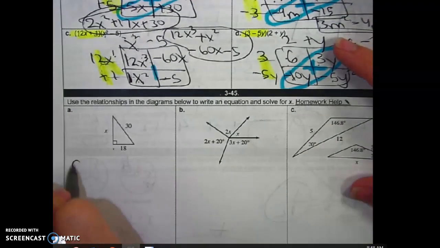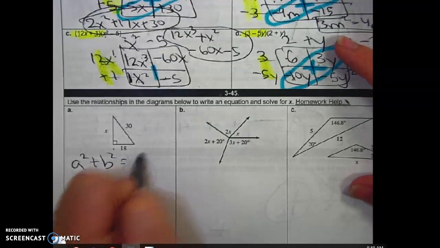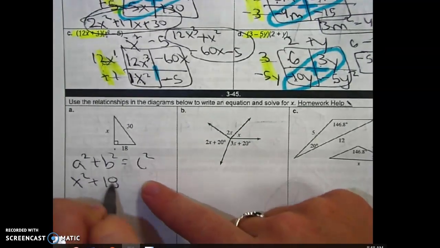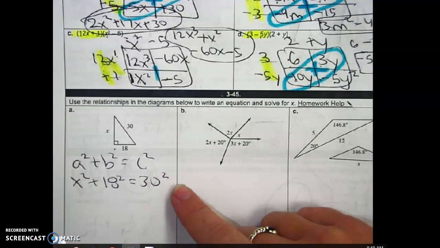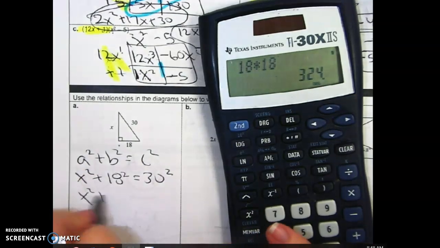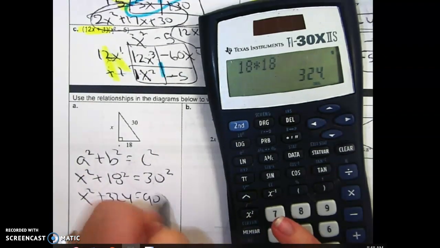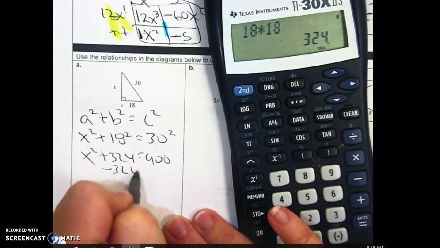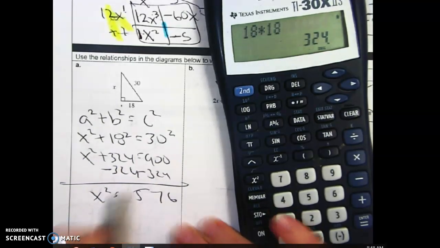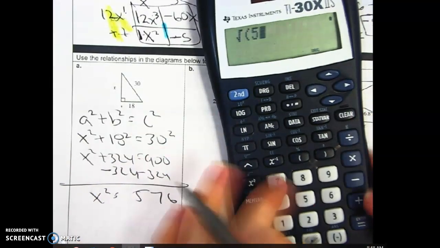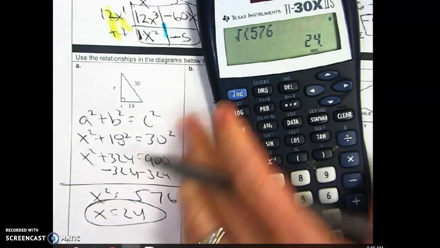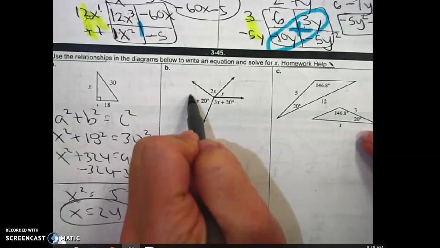They want you to do a squared plus b squared equals c squared. Okay, so I'm going to go x squared plus 18 squared equals 30 squared. I don't know what 18 squared is. So x squared plus 324 equals 900. Subtract 324. X squared equals 576. I think the square root of 576, I don't remember, is 24. X equals 24. Done.